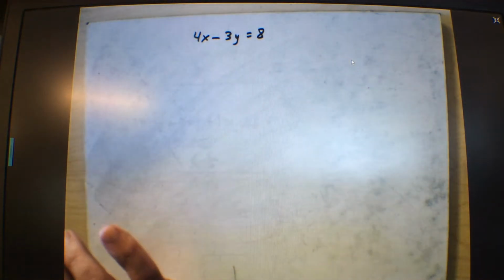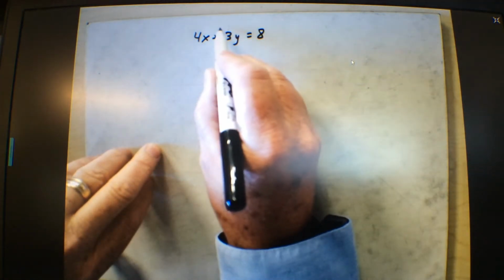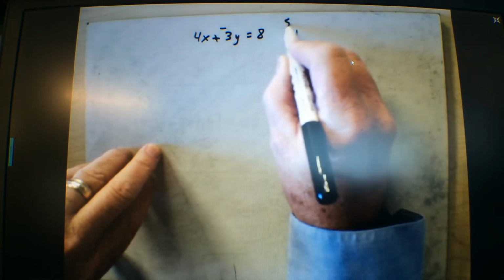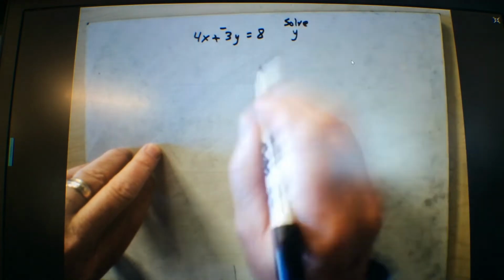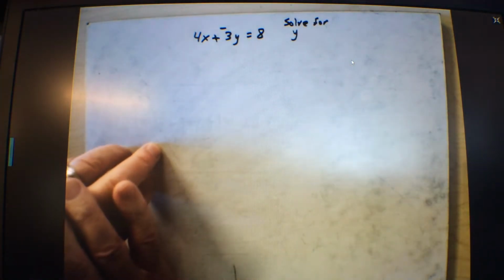Okay, at the end of the chapter, we learned to solve for a variable, didn't we? And if there's more than one variable. So the first thing I'm going to do is change this to plus and negative, and I'm going to have you solve for y. There's a reason I'm having you solve for y, because you're going to learn to solve for y a lot. But what I want to do is show you a shortcut. I want to show you how to move things around, because you're going to be doing this a lot.